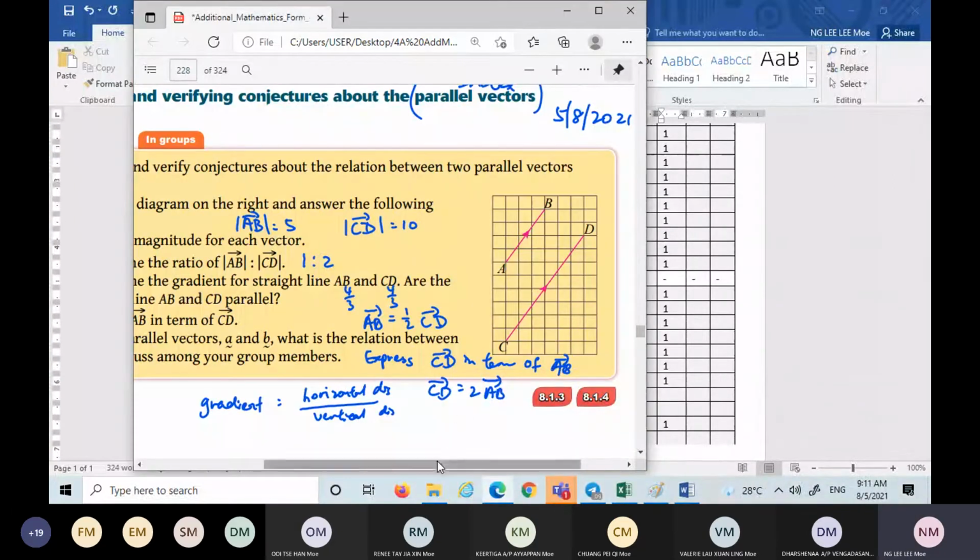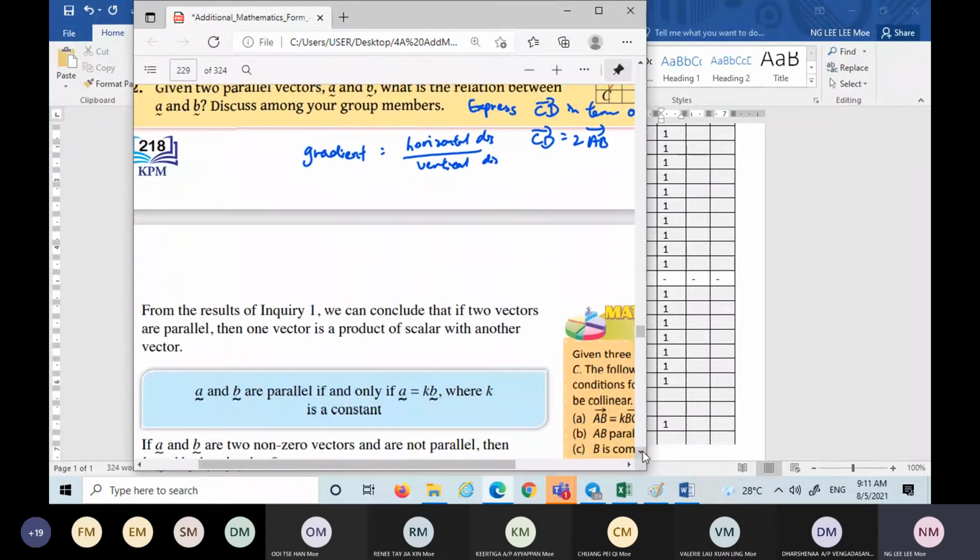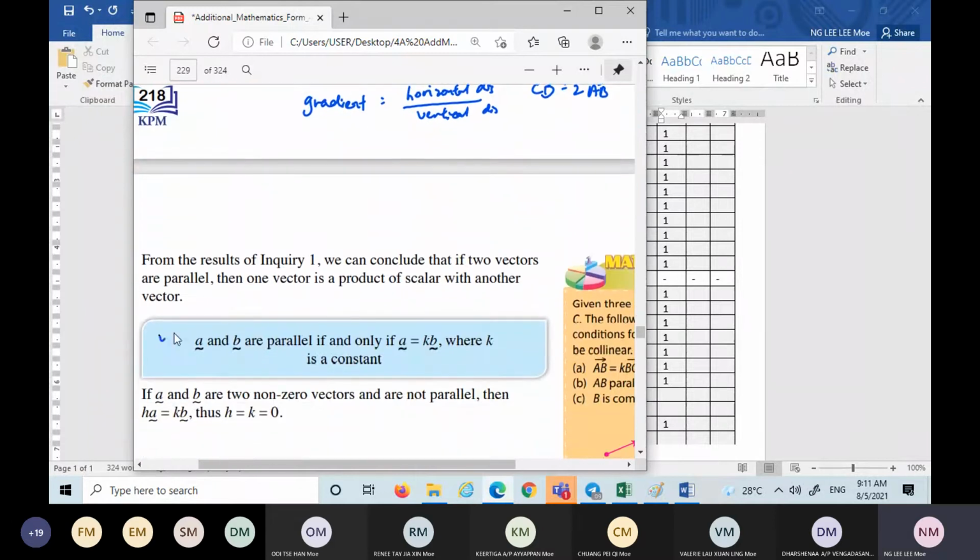Okay, so can you make a conclusion then? The question says that given two parallel vectors, same like this, A and B, what is the relation between A and B? So this one, we will go to see the conclusion here. So this is the conclusion. This one you have to copy. If two vectors are parallel, then one vector is a product of a scalar with another vector. Okay, this is the meaning. One vector is the product of a scalar with another vector.